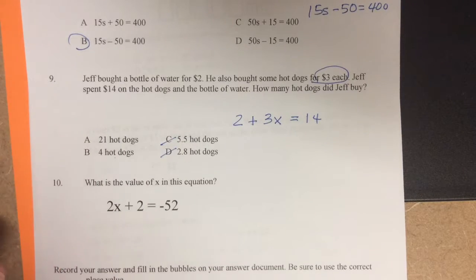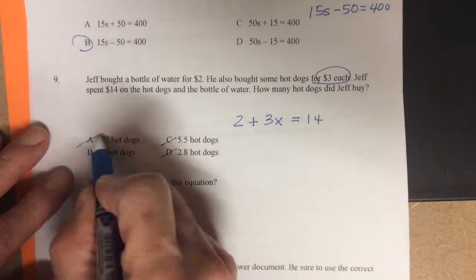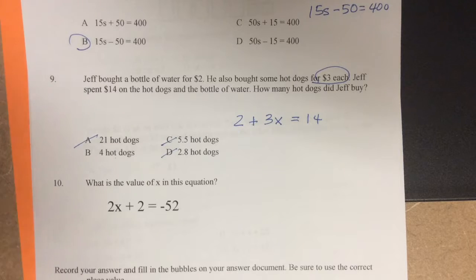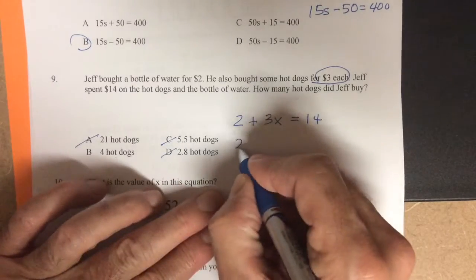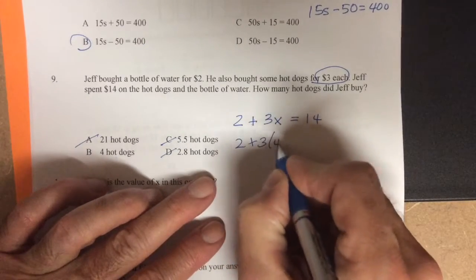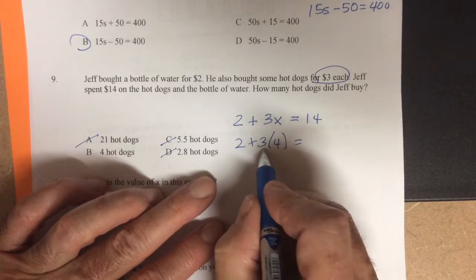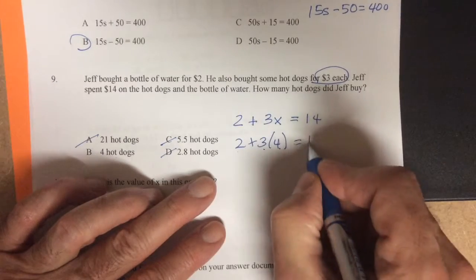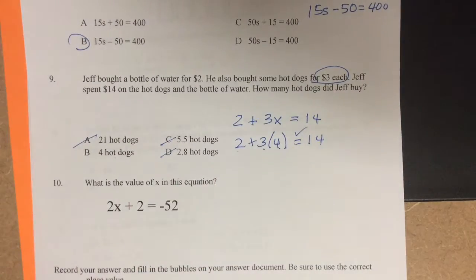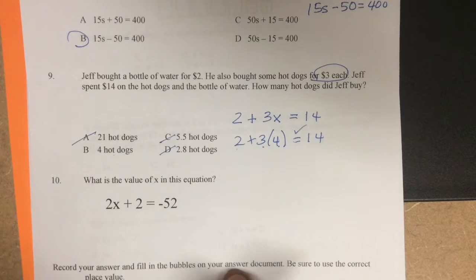I'm guessing Jeff is not hungry enough to buy 21 hot dogs. So I am just going to read the problem and answer 4. Then I'm going to check it. 2 plus 3 times 4. 3 times 4 is 12, plus 2 is 14. Now we bought 4 hot dogs. Not a hard problem if you're reading and thinking.